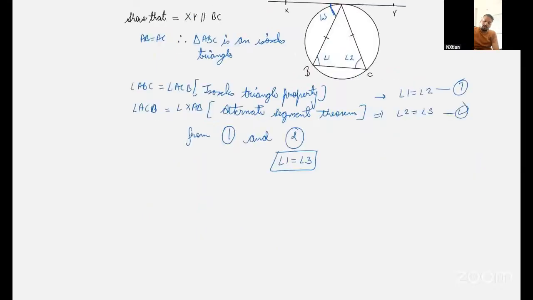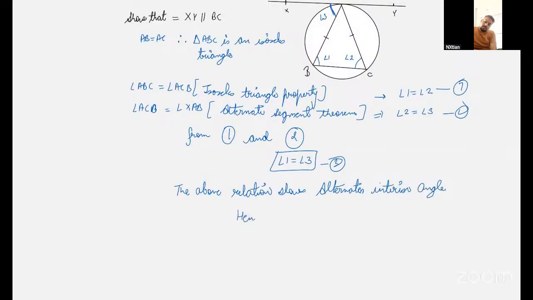So from first and third, the above relation shows alternate interior angles. Hence, BC is parallel to XY.